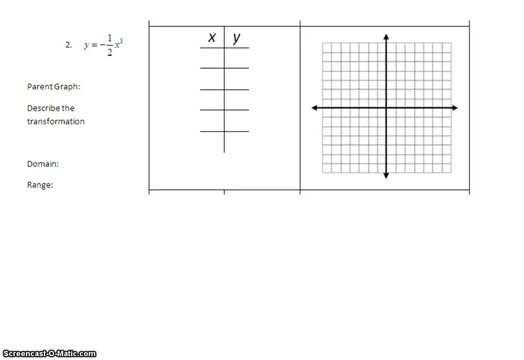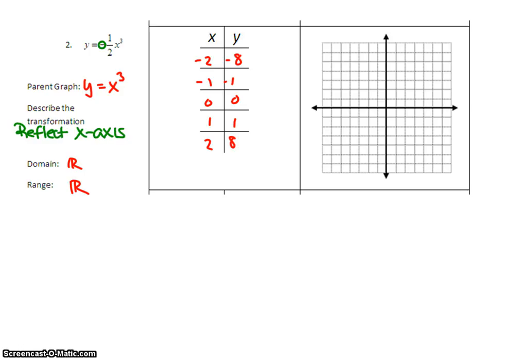Okay. So kind of quickly with this one, y equals x cubed to get my parent graph, get my table. Okay. Copy my domain, copy my range. Nice thing is, if your domain and range is ever reals to start with, it's going to be reals at the end as well. Okay. All right, so describing my transformation. Now again, the negative has its own piece. The sign tells you what we're going to do with it.